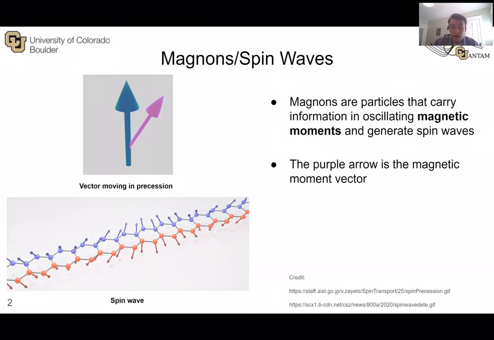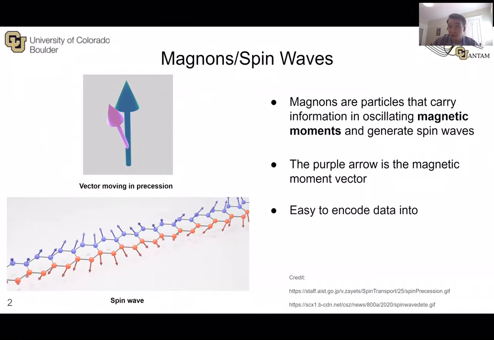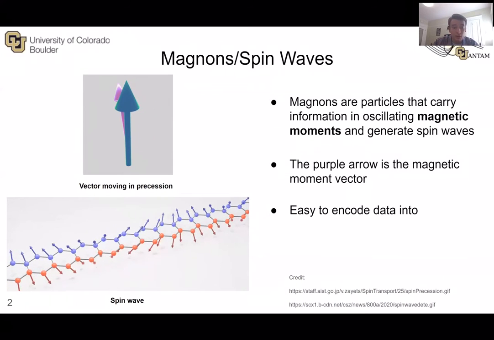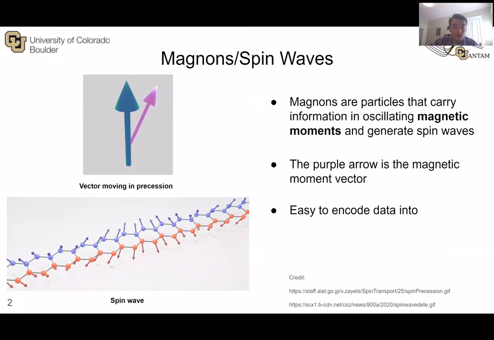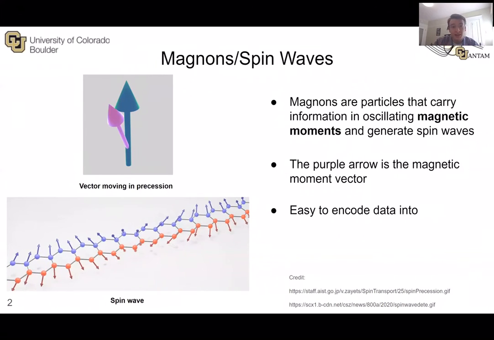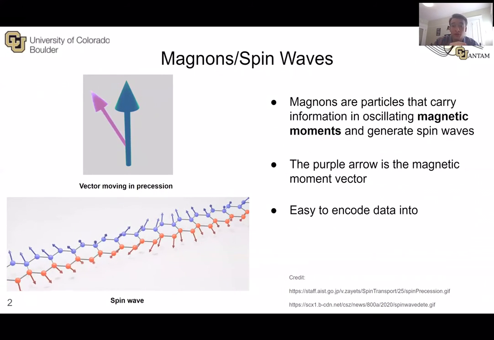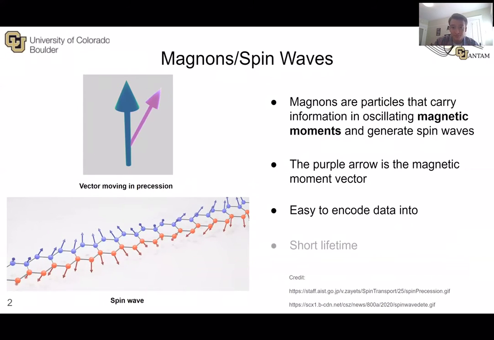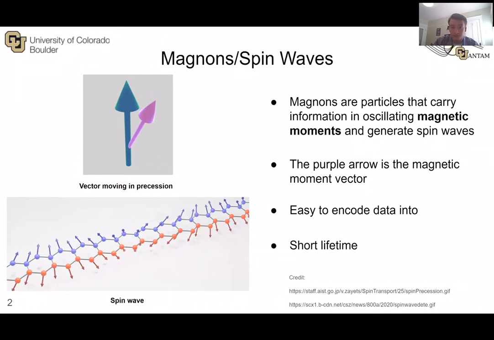Why we care about magnons is because they're very easy to encode data into. We could encode vast quantities of information into them by simply changing the properties of the external magnetic field applied to it. The downside to magnons is that they do not last long enough for practical utilization in the chip mentioned on the first slide. And that's where phonons come in.